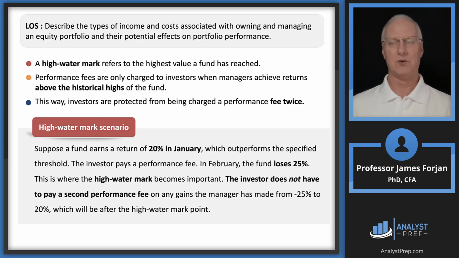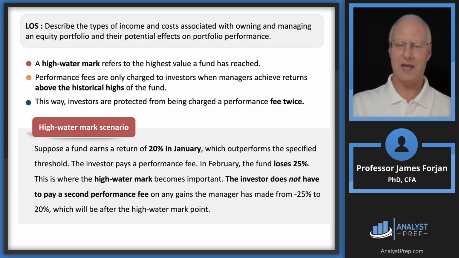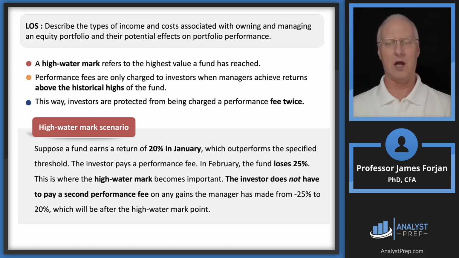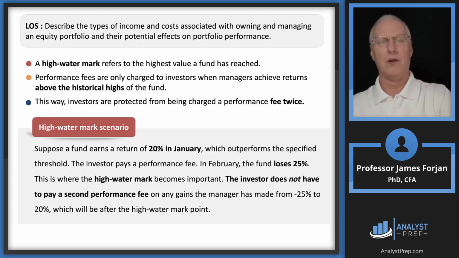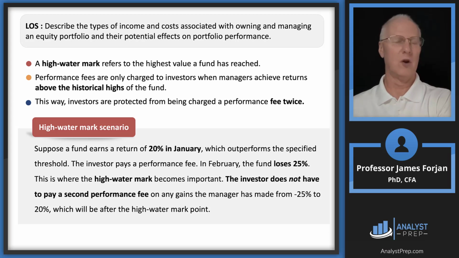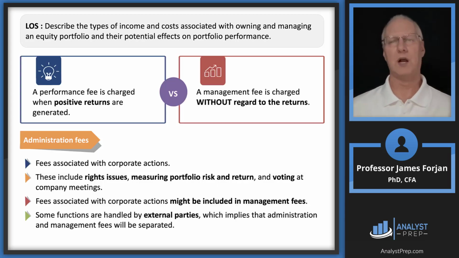So let's just do quick math here. We start with $100. At the end of January, we have $120. So we generate some performance fee, but then we lose 25%, so we're all the way down to somewhere around $100. Now what are we going to do? Our shareholders, or our owners, are not going to pay that performance fee until we get back over $120 in the value of the portfolio.